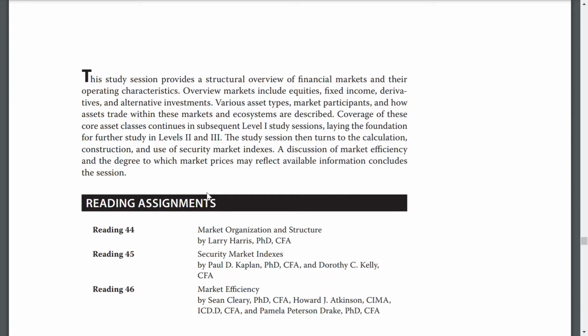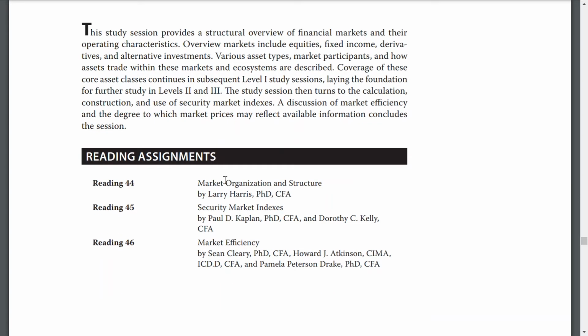Coverage of these core asset classes continues in subsequent Level 1 study sessions, laying the foundation for further studies in Level 2 and 3. This study session then turns to the calculation, construction, and use of security market indexes, and a discussion of market efficiency and the degree to which market prices may reflect the available information. That concludes this section. Reading assignments: Reading 44 about market organization and structure, Reading 45 about security market indexes, Reading 46 about market efficiency.